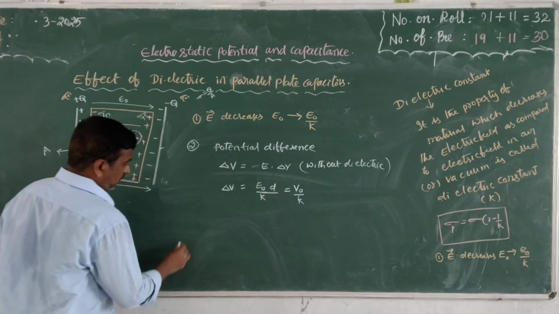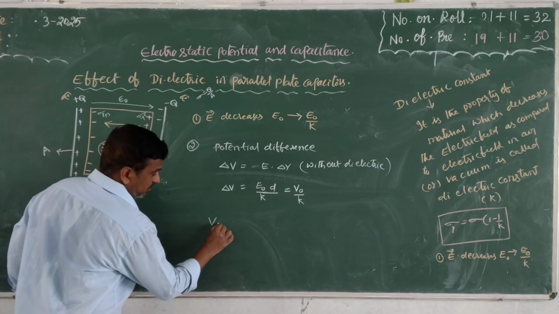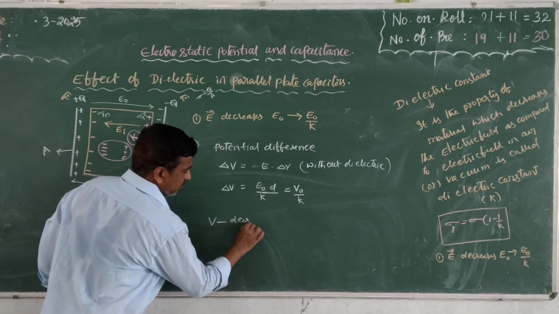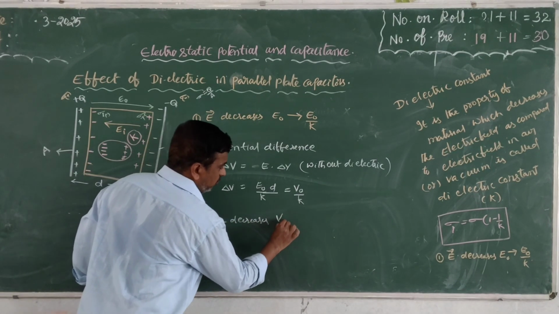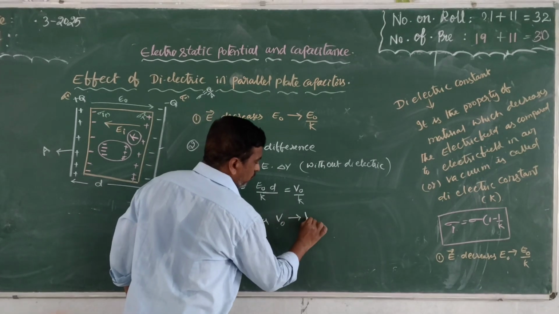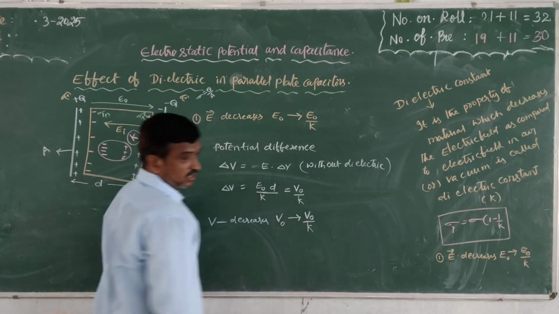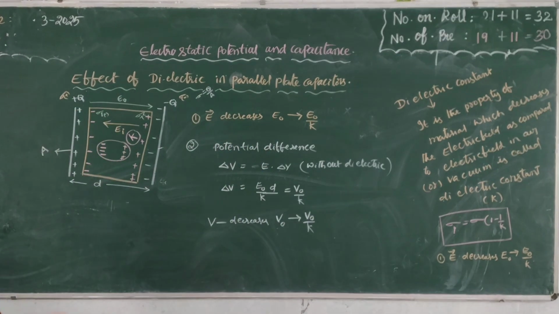So the potential decreases, from V naught to V naught by K. The potential also decreases from V naught to V naught by K.